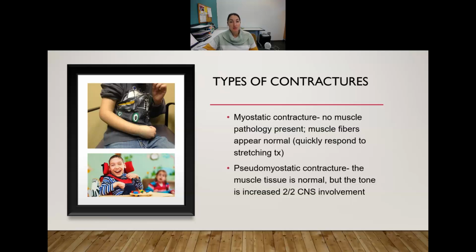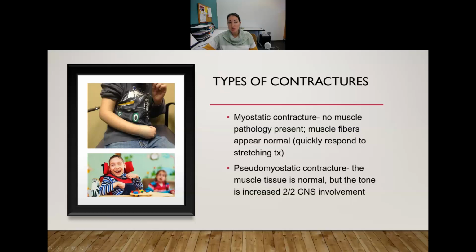The first is myostatic. This means there's no muscle pathology, so the muscle fibers are normal. And it typically responds well to stretching. So this first picture is actually a little boy who had broken his arm. He had a cast on his arm while it was healing and just got the cast off. When it came off, his arm was very stiff and stuck in that position.